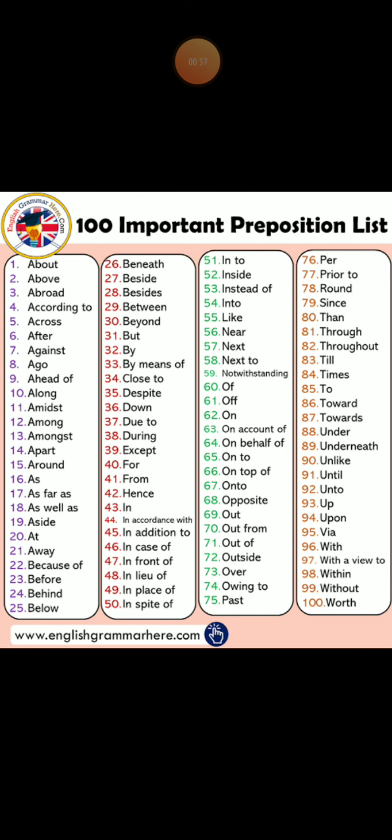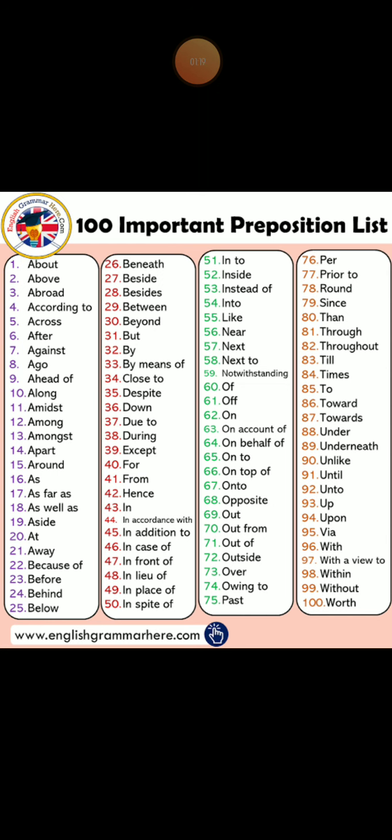What is a preposition? A preposition is a word placed before a noun or a pronoun to show its relation to some other words in the sentence. Again, a preposition is a word placed before a noun or a pronoun to show its relation to some other words in the sentence. The noun or pronoun which is used with a preposition is called its object. It is said to be governed by the preposition.